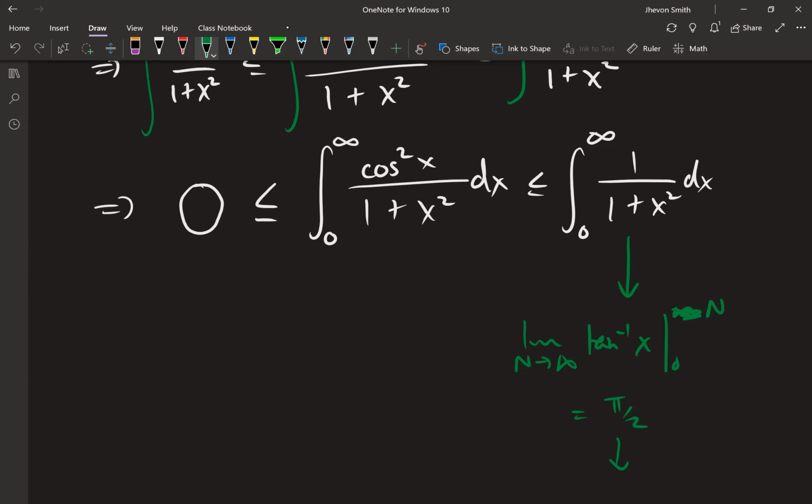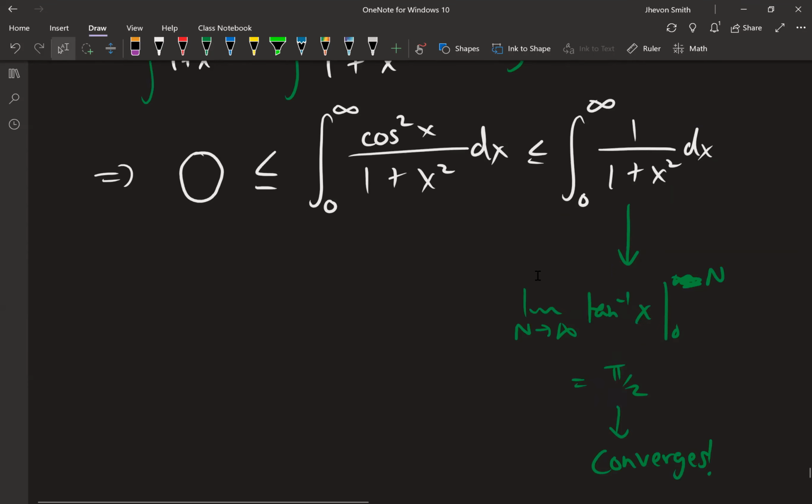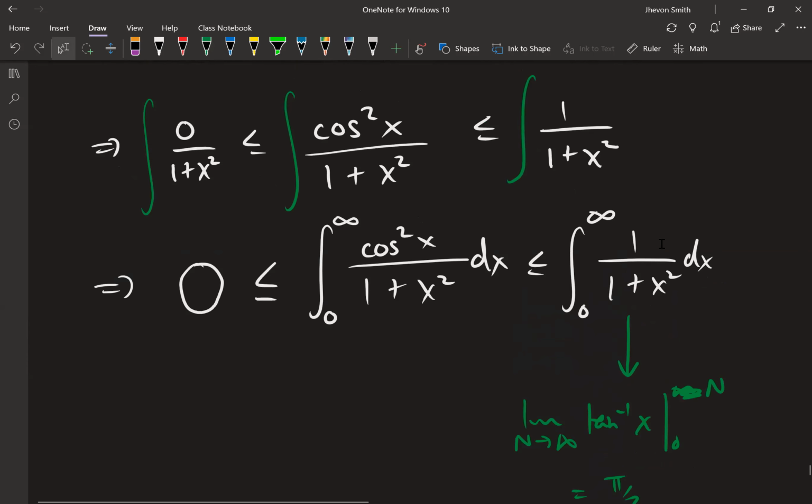So this guy, the upper limit, converges. Pi over 2 is the answer, because if you were to plug in infinity, the tan inverse of infinity, you would get sine 90 over cosine 90, which would be pi over 2.